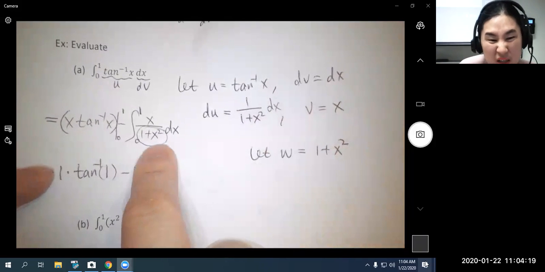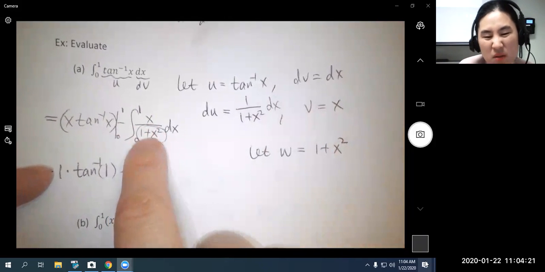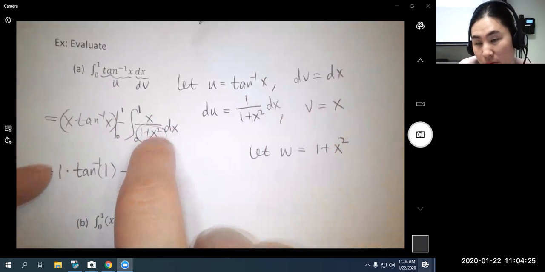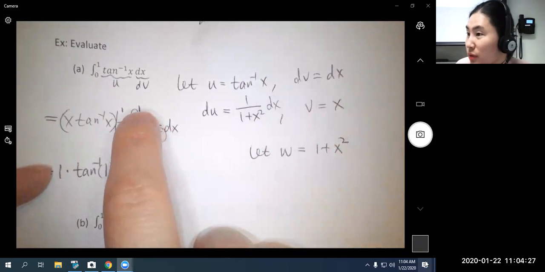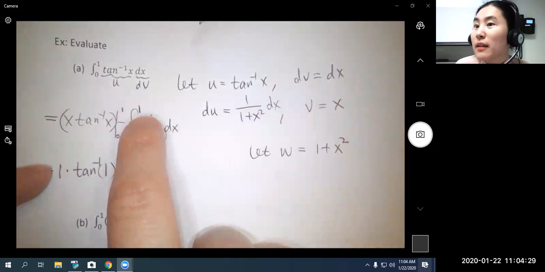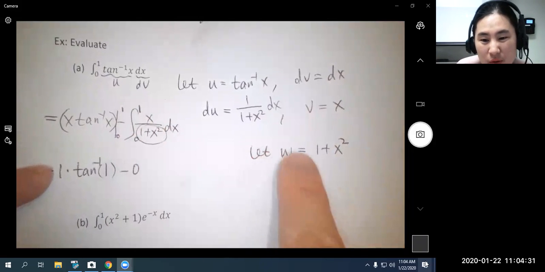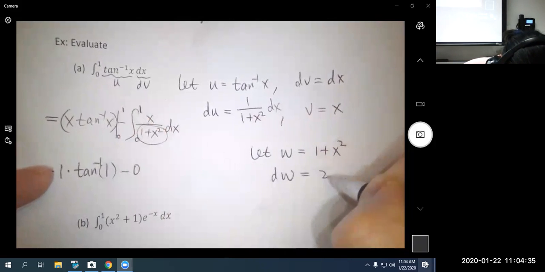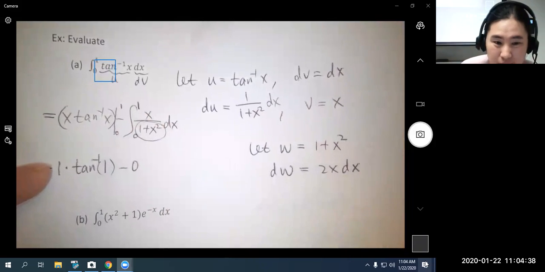Because we don't want to do 1 over 1 plus x squared. What is the antiderivative? It's hard to know. But 1 over w is w to the -1, so we may be able to find the antiderivative, right? So let w equal 1 plus x squared. By substitution, dw equals what? 2x dx.